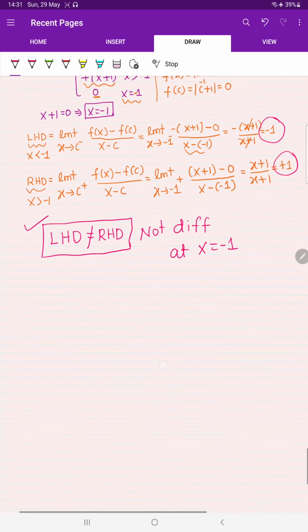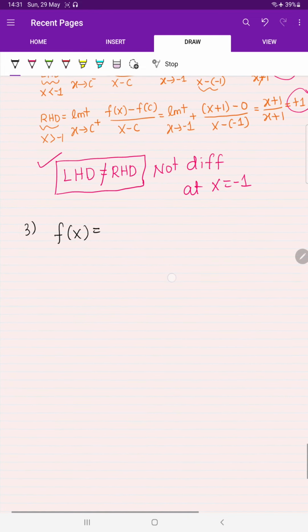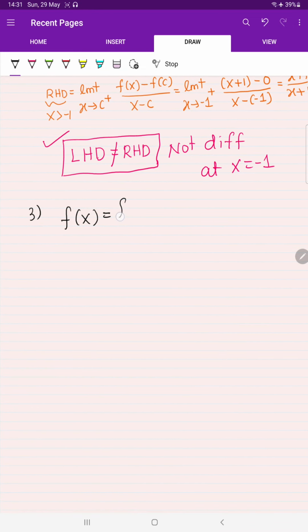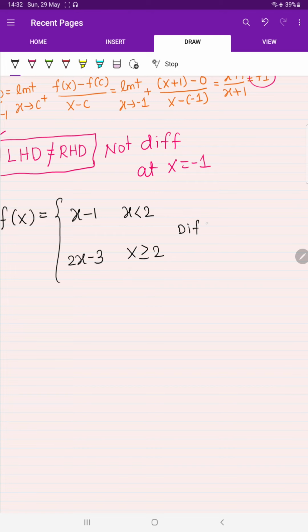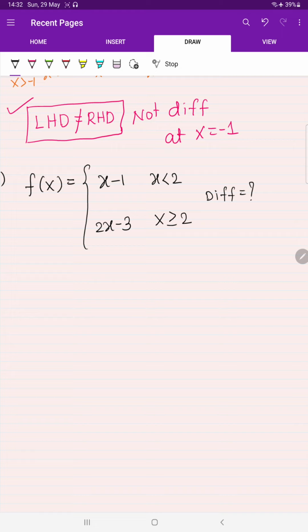It's time to take care of the next question. Let me bring the next question. Take it as the homework question. Try to bring the answer. So we are dealing with the third question. The function f of x is defined as x minus 1 when the value of x is less than 2, and it is defined as 2x minus 3 when the value of x is greater than or equal to 2. Now you have to check whether this function is differentiable or not. Take this question as the homework question. Try to use your mastermind, bring the answer and drop it in the comment section.